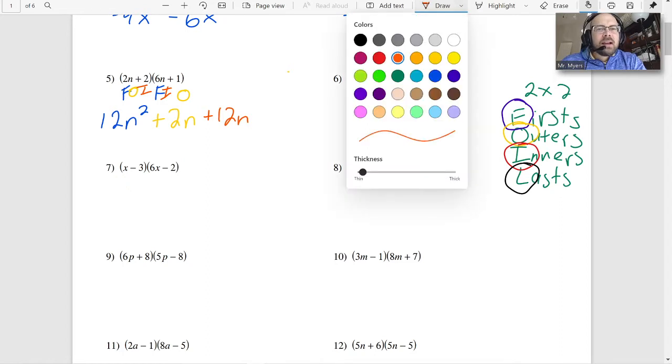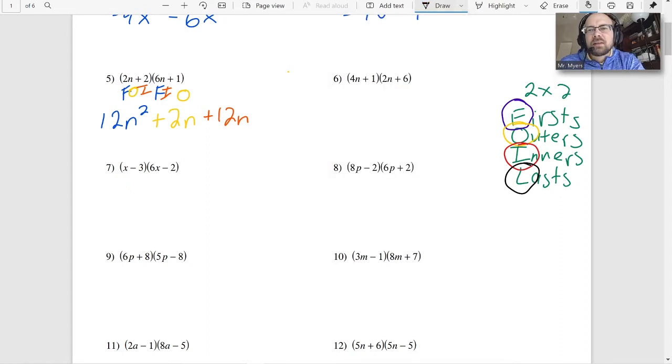And then for the lasts, I'm running out of space a little bit here, but it would be the 2 again there, and the 1 again there. So everything is selected twice, right? So the very first 2n was an F and an O. The 2 after that was an I and an L. The 6n after that was an F and an I, and the 1 after that was an O and an L. All of them get 2 different letters, and we combine them all, and 2 times 1 is 2. So I put that right there.